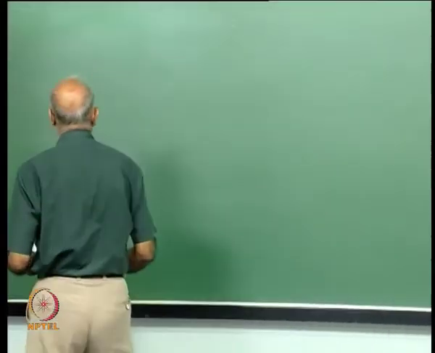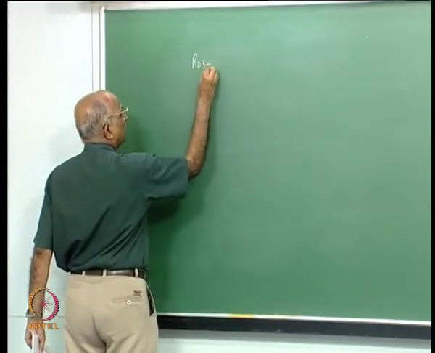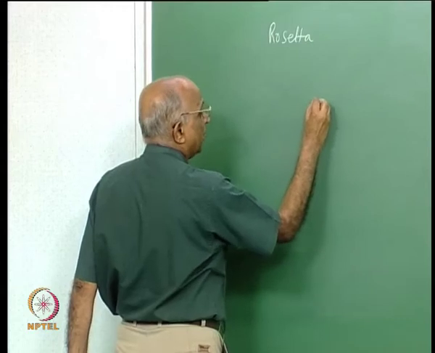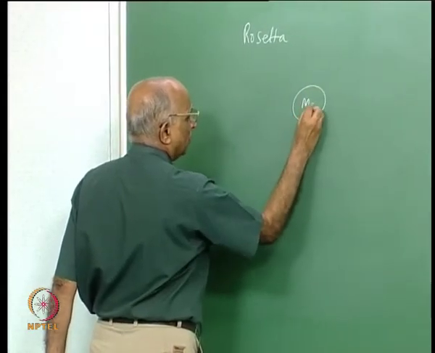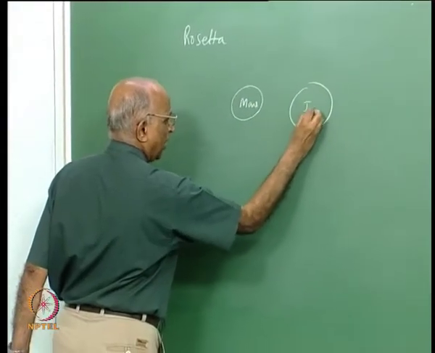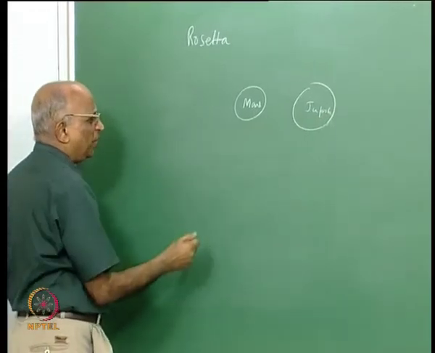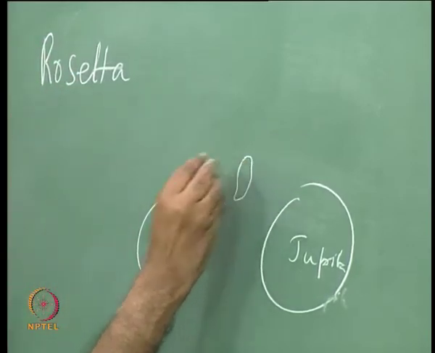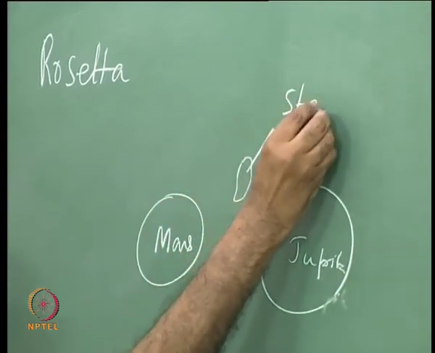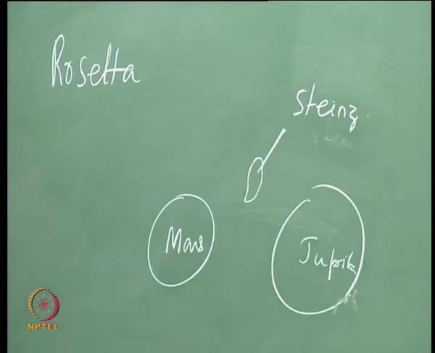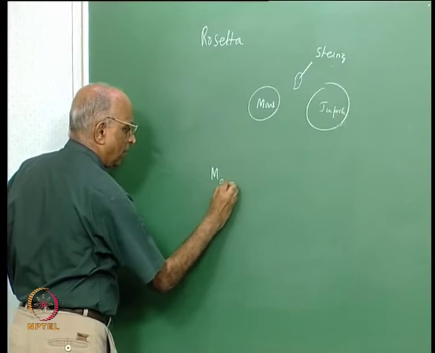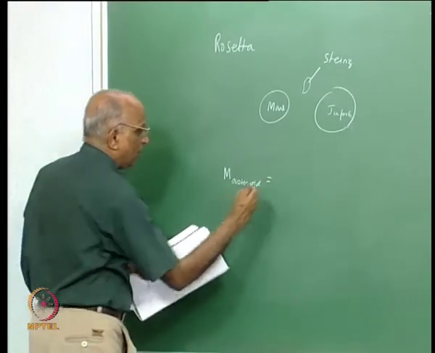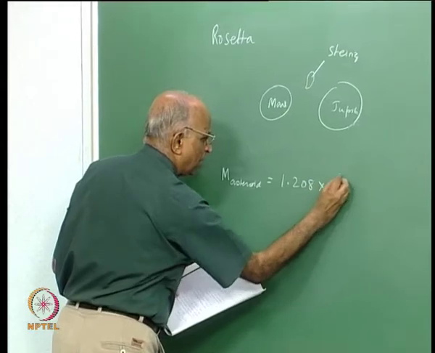Some time back a space probe by name Rosetta was launched to study the asteroids in the space between, let us say, Mars and Jupiter. Jupiter is a large planet, and the space between Mars and Jupiter had a number of asteroids, and therefore this space capsule Rosetta was used to study a particular asteroid by name Steins. Steins has a mass of around 1.208 into 10 to the power 11 kg.